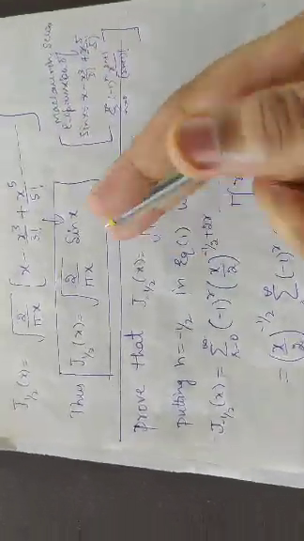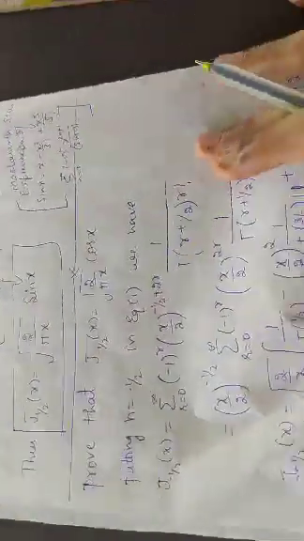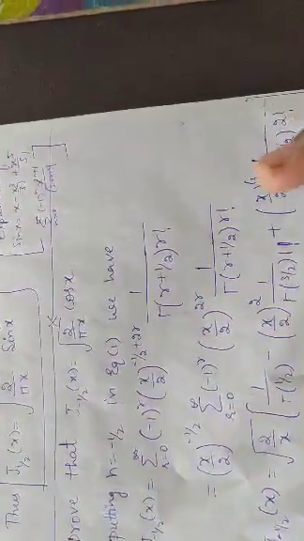In the same way, substituting n equals half, we get the sin x expansion. Substituting n equals minus half, you will get the cos x expansion. So it is very simple.